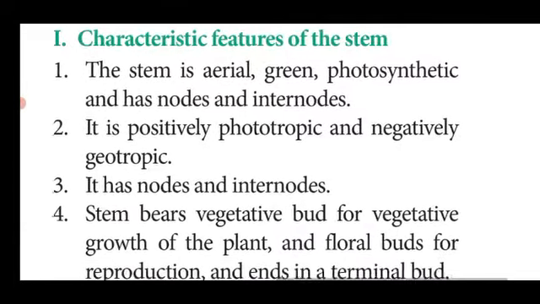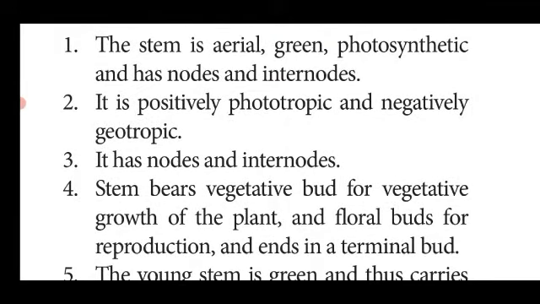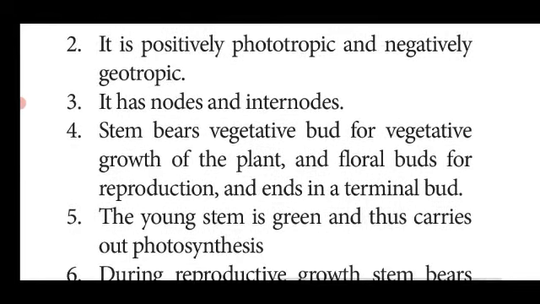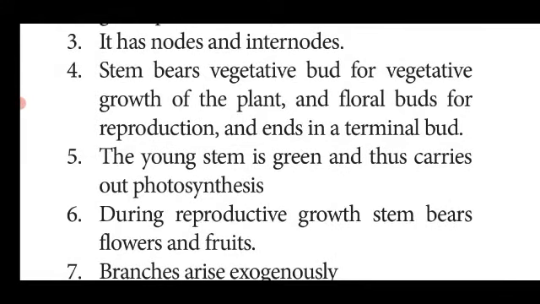The next: characteristic features of the stem. The stem is aerial, that is, present above the ground. It is green in color, it is photosynthetic, and has nodes and internodes. It is positively phototropic, which means it moves towards the sunlight, and negatively geotropic, moves away from the earth. So the shoot system contains nodes and internodes.